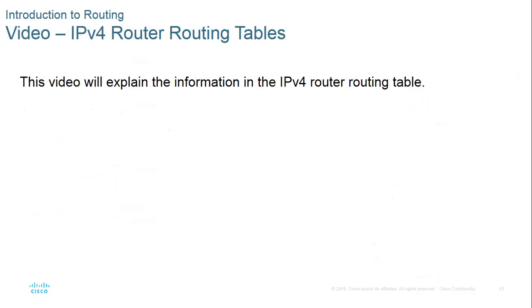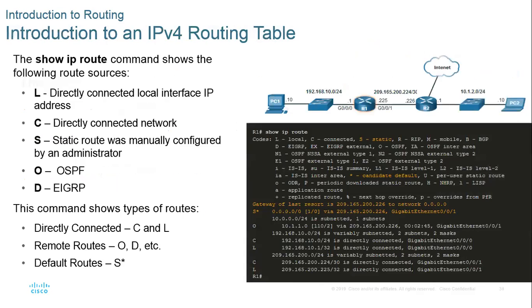This video will explain the information in the IPv4 routing table. If you look at the routing table of a Cisco router by checking the show ip route command on the command line interface, you will get the following information.